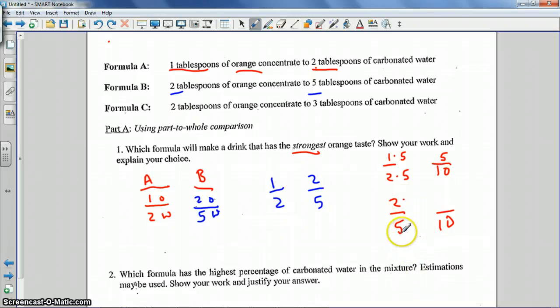We do the same thing here. What times 5 makes 10? 2. Well, I have to multiply 2 here too. 2 times 2 is 4. So 5 tenths or 4 tenths?